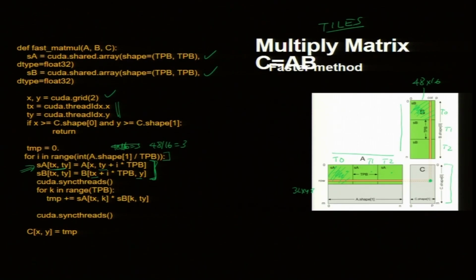So, the shared array will be filled up, and then I do this sync and temp, CUDA sync threads. All these threads will do it together. Now, for every temp, I will get the Cij for the T0 tile. Now, I want to go to the T1 tile. So, I will go in the loop and increment i by 1.